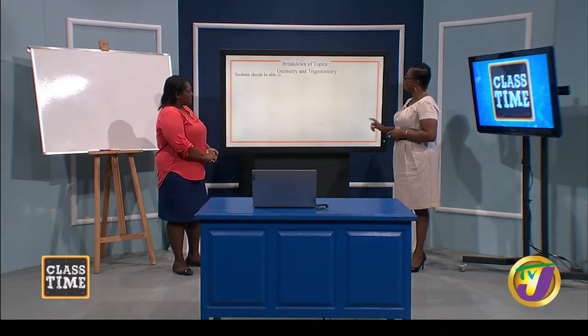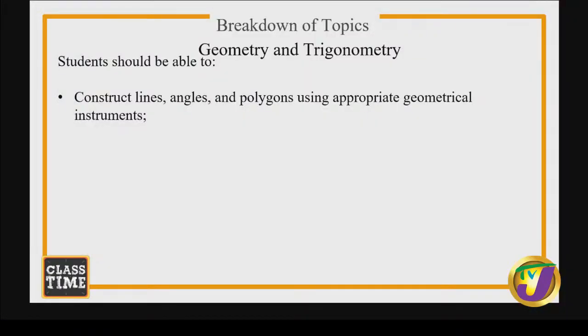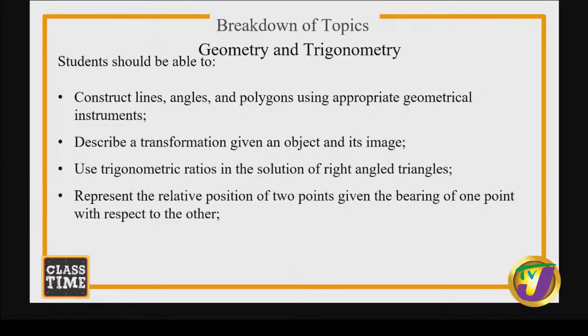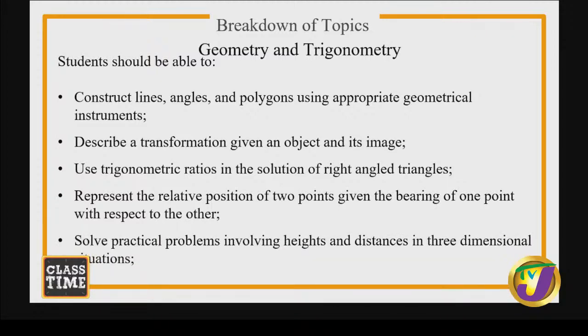Okay, good. So a breakdown of the topics covered under the unit labeled geometry and trigonometry. It states that students should be able to, and these are the objectives that we'll be clarifying today, construct lines, angles, and polygons using appropriate geometrical instruments. We are also going to be describing a transformation given an object and its image. We are going to be using trigonometric ratios in the solution of right-angled triangles. And represent the relevant position of two points given the bearing of one point with respect to the other. Last, solve practical problems involving heights and distances in three-dimensional situations.